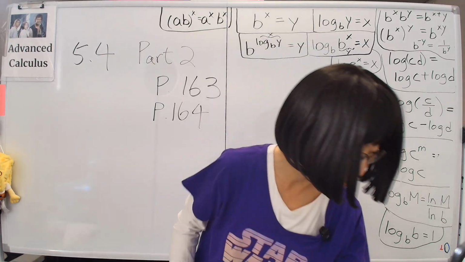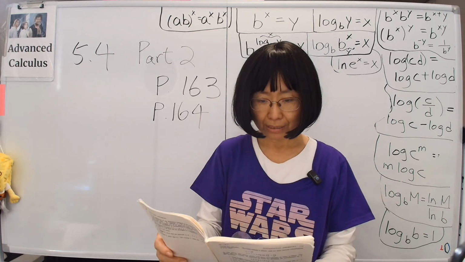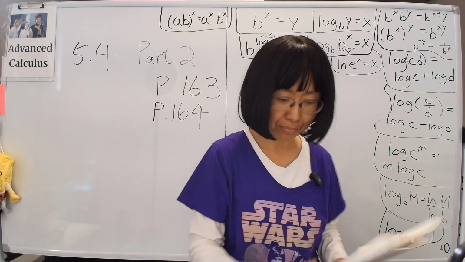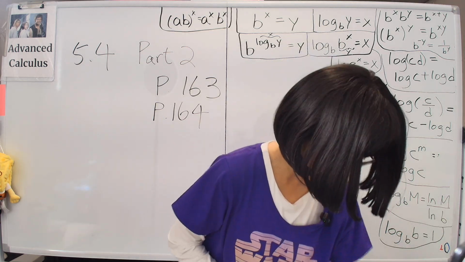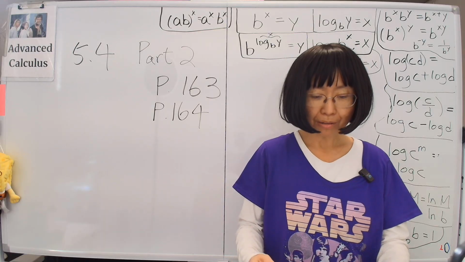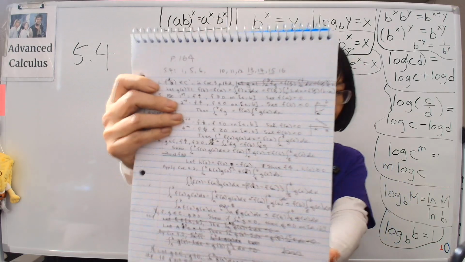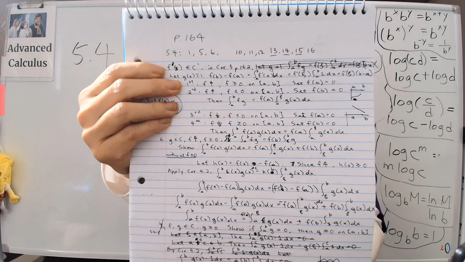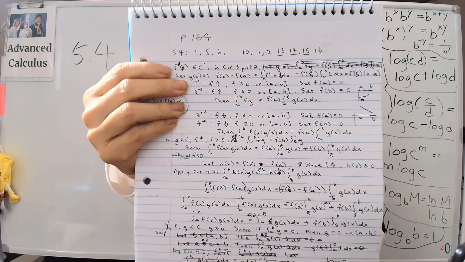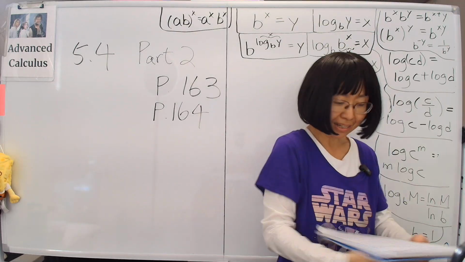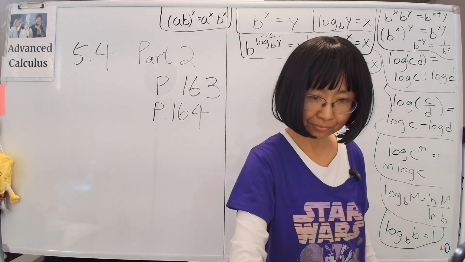So that is example A. And with that is the end of this section, and we should do some homework. For homework on page 164, please do problems 1, 5, 6, 10, 11, 12, 13, 14, 15, 16. All right, and when you're done, I want to talk about them.